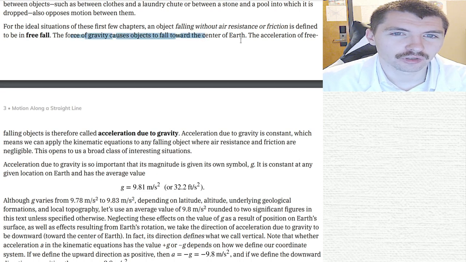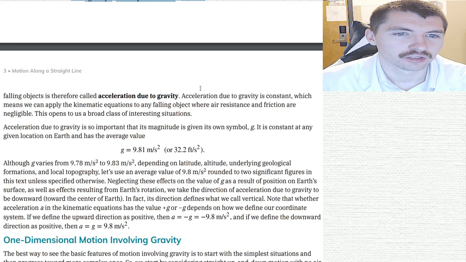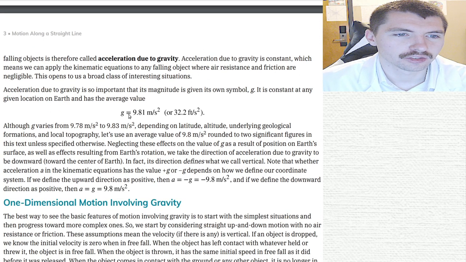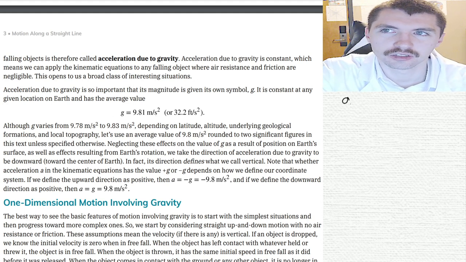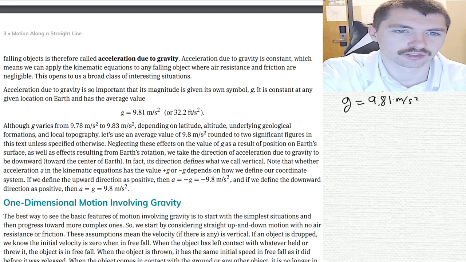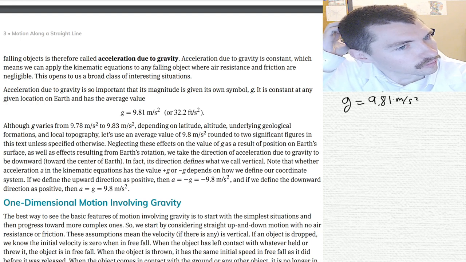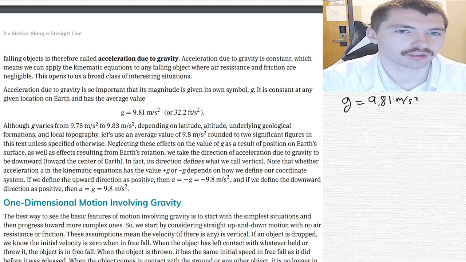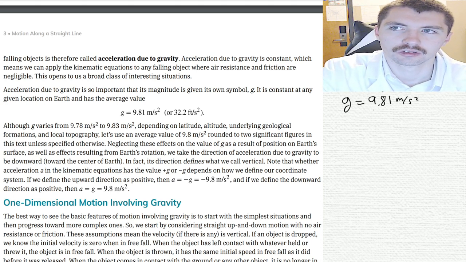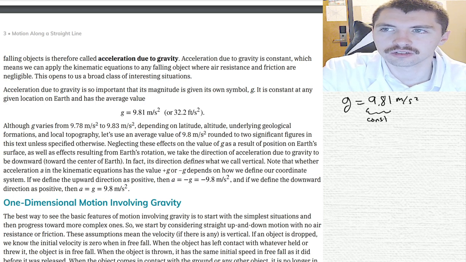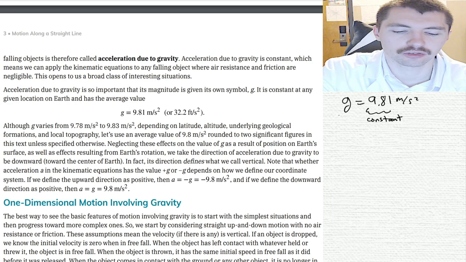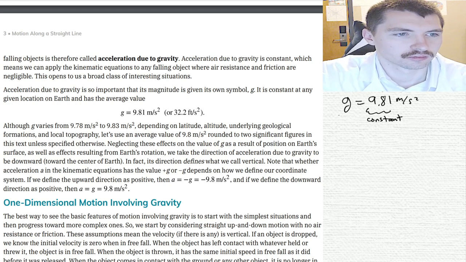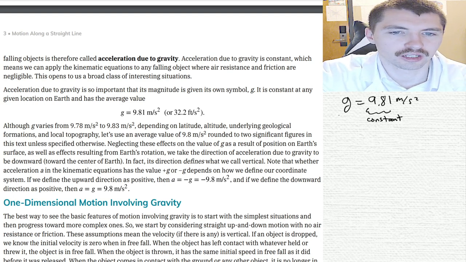Force gravity, objects fall towards the center of the Earth. So this is the important constant of the day. Gravity is 9.81 meters per second squared. So it's a constant. So we can use our simple kinematic equations. So we're going to use 9.8.